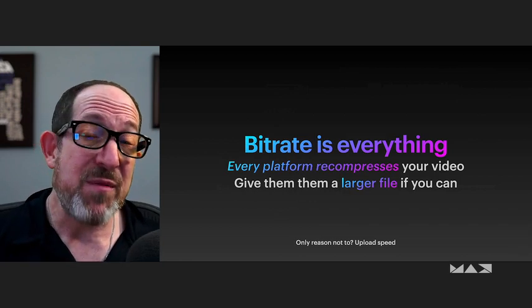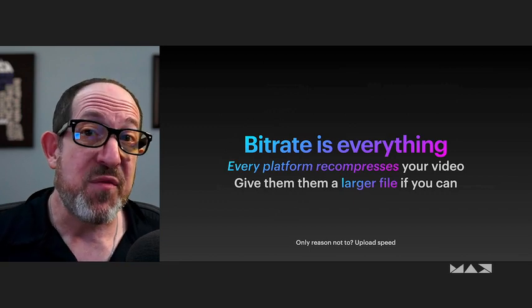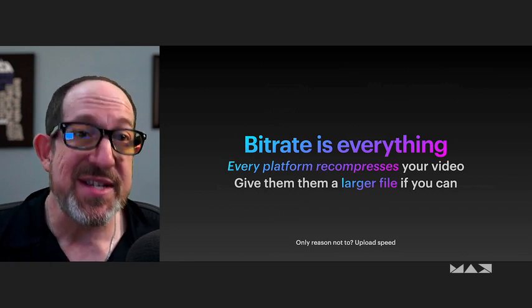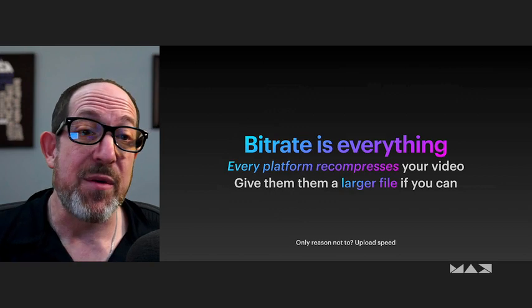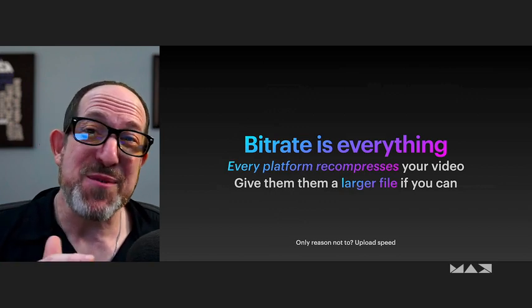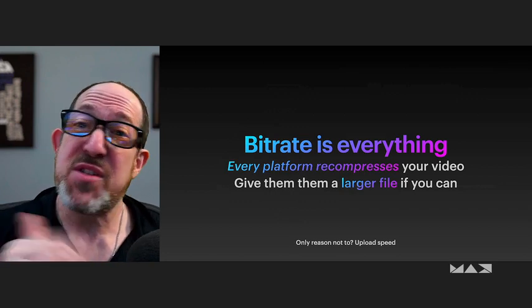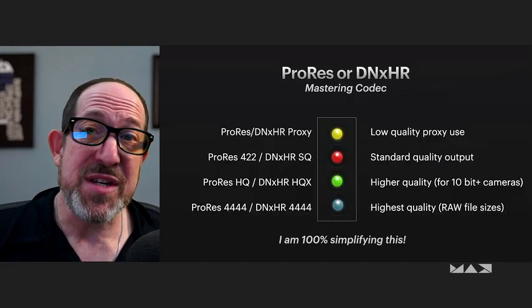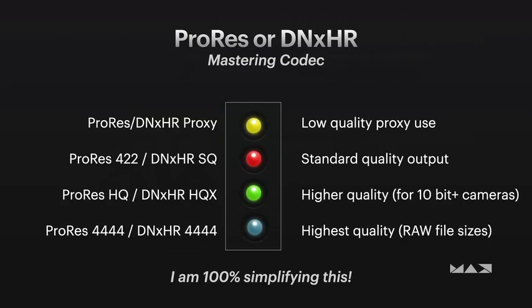So given that bitrate is everything, for my distribution formats, H.264, HEVC, I will give them a larger file. So the only reason not to do it is upload speed. Let's talk about the actual mastering codecs. I've given you just a simplified 4 versions, like proxy.